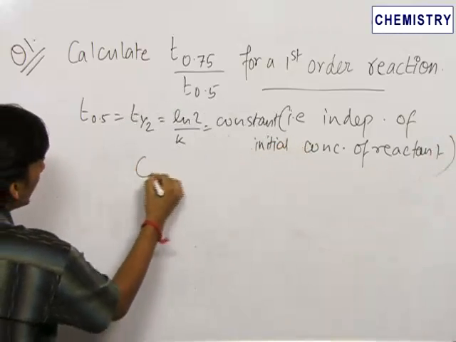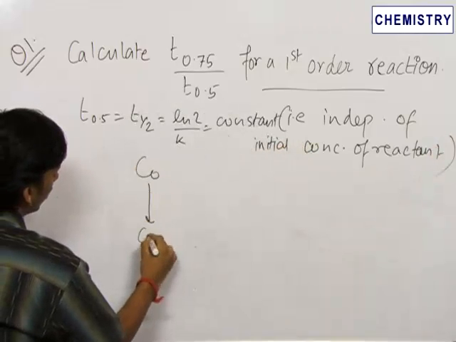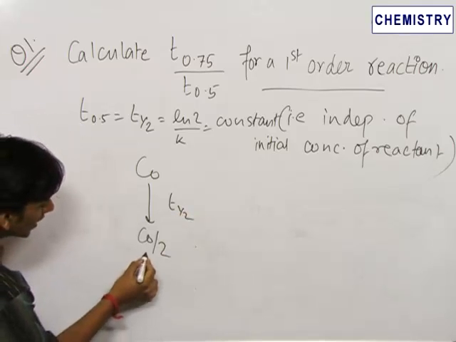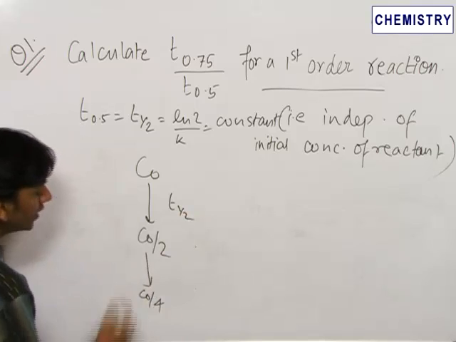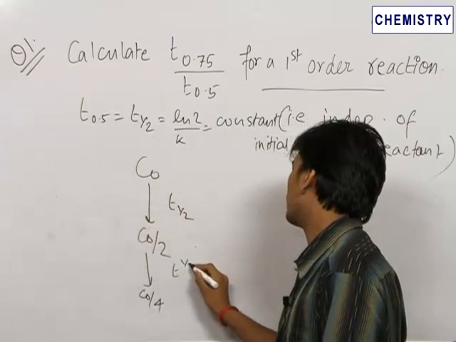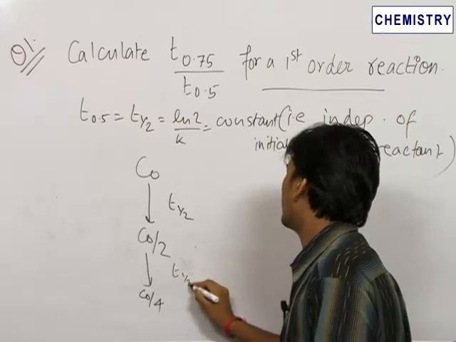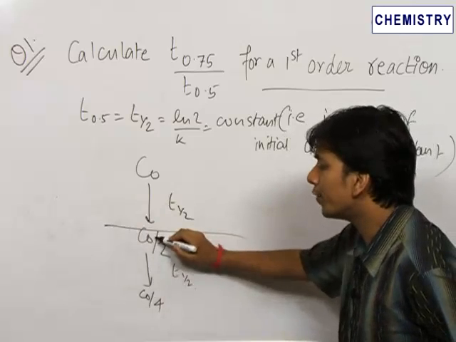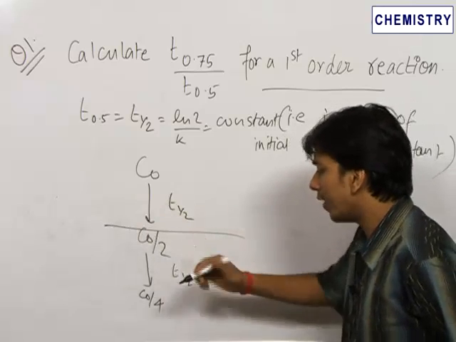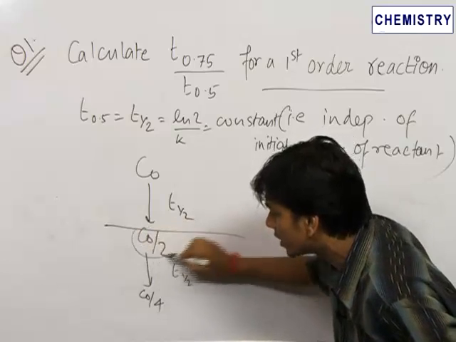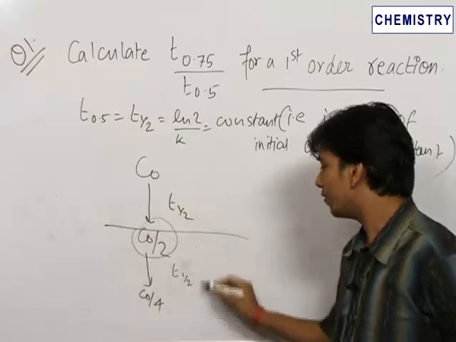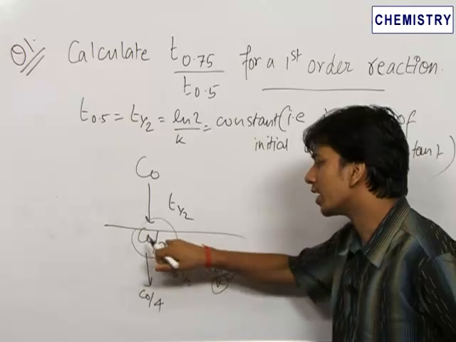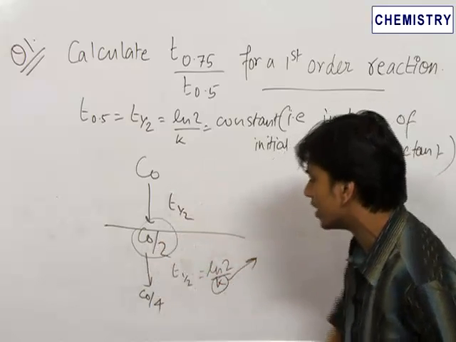So if the initial concentration was C0, to bring down the concentration to C0 by 2, the time taken is equal to T half. Now to bring down the concentration from C0 by 2 to C0 by 4, the time taken will again be T half. This is because, let us visualize the first order reaction from this point of time. From this point of time the reaction will be first order, and for it to reduce to half its original concentration, which is C0 by 2 now, it will take time T half, which is equal to ln 2 by K. The rate of reaction has not changed and it is independent of the initial concentration, therefore the time taken here was T half and here also it is T half.